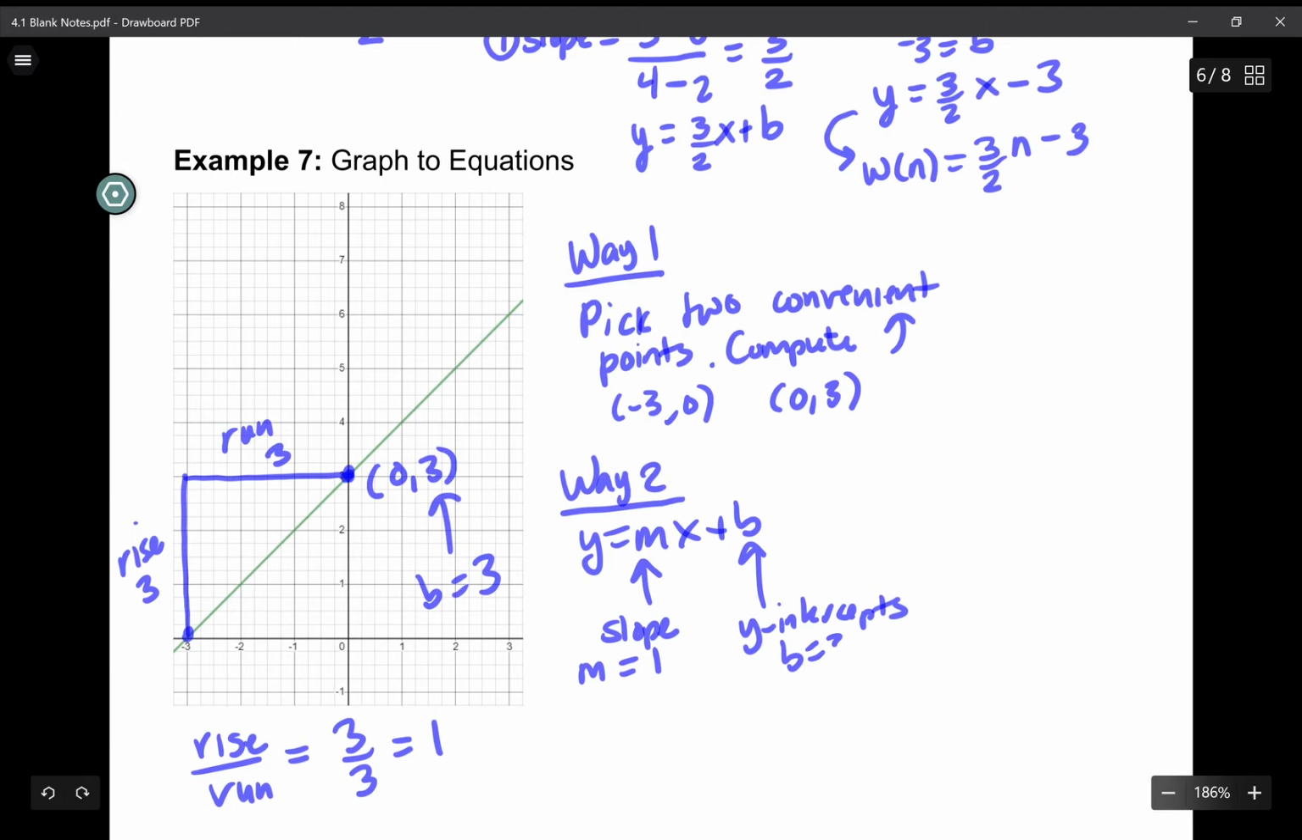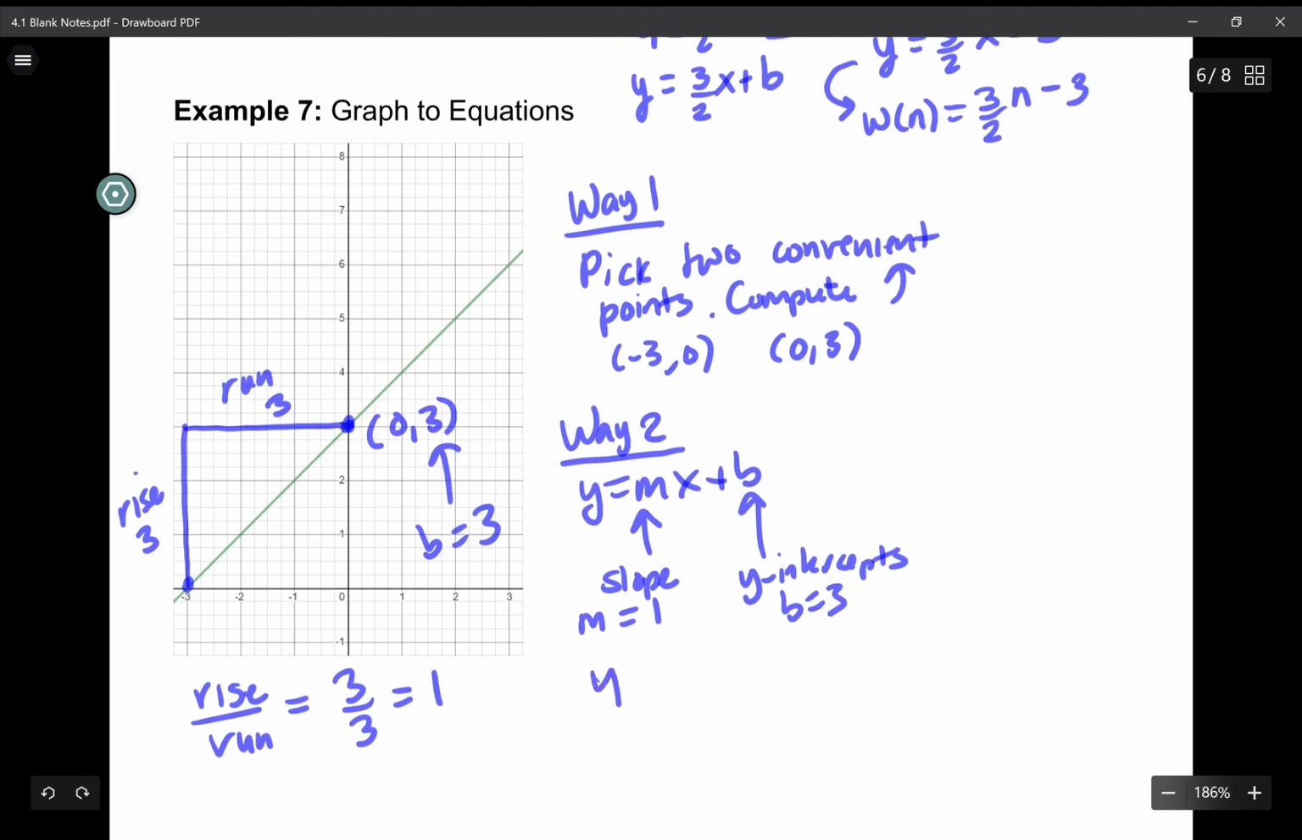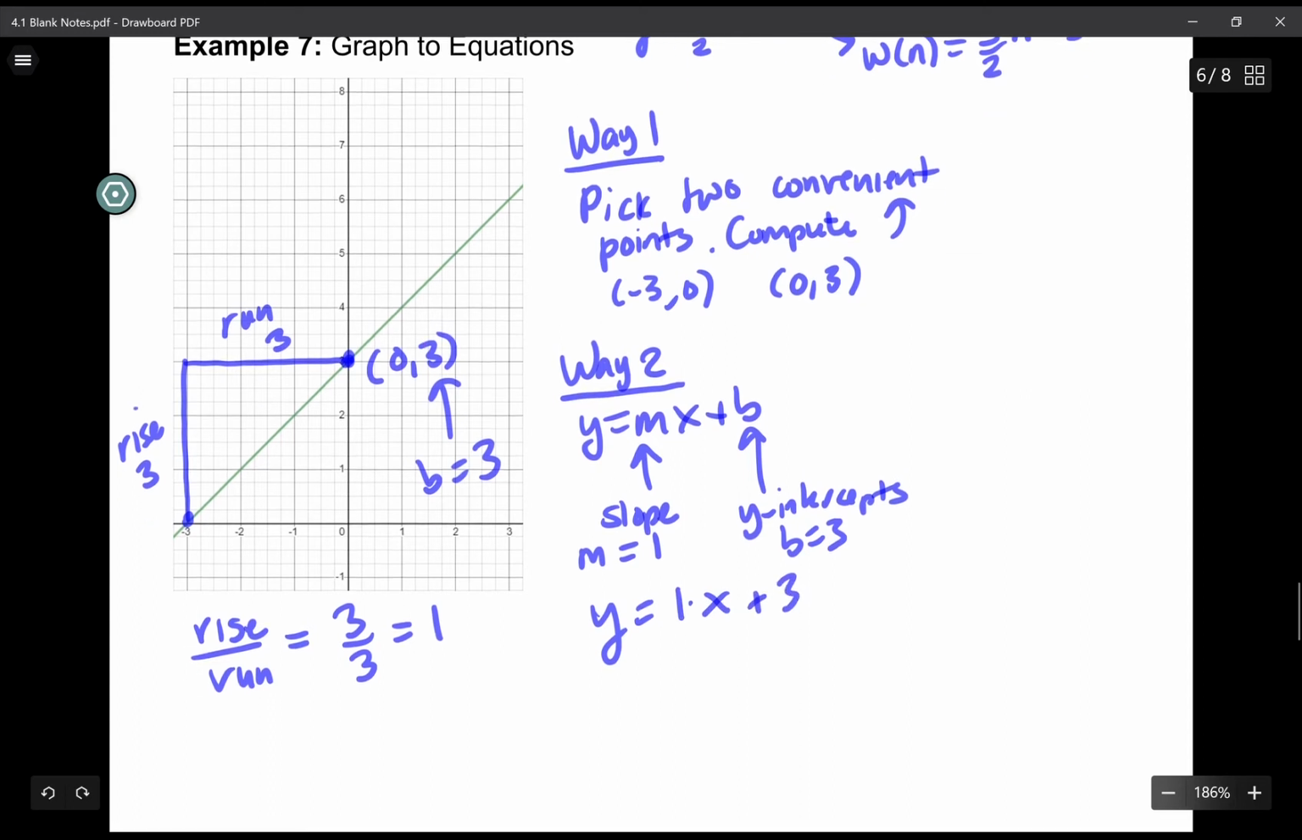B equals 3. So now I can actually just plug that right in. Y equals 1 times x plus 3. And usually people don't write 1 times x. They usually just write y equals x plus 3. All right, so there's two different ways you can get the equation of a linear function from the graph.